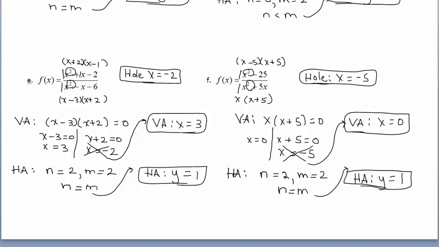All right, so in this video we found vertical and horizontal asymptotes and if there were any holes on the graph as well.